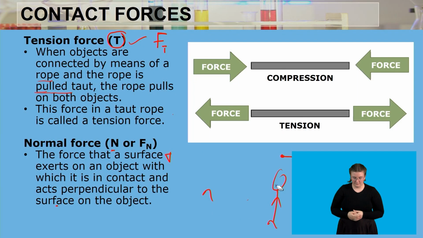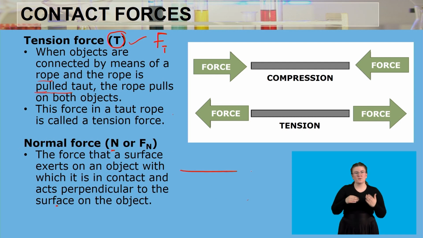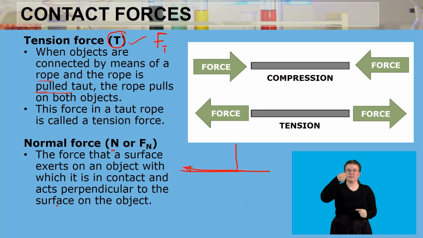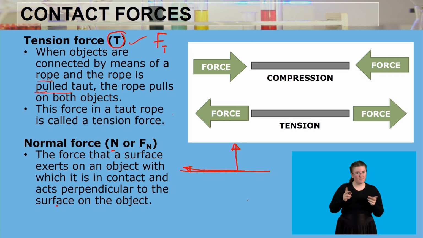We have the frictional force. Remember, the frictional force acts parallel to the surface, and the normal force is acting perpendicular to the surface. So if we have a surface, there's friction that is going to be acting parallel to the surface, and the normal force is always going to be acting perpendicular to the surface. Perpendicular means there's going to be an angle of 90 degrees there.